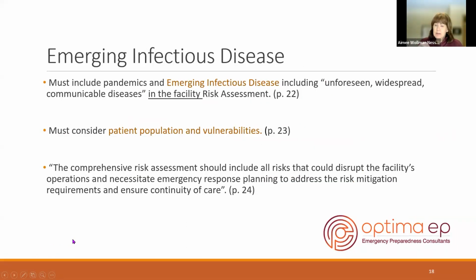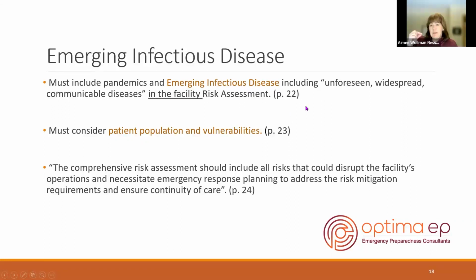Again, we're going to spend another session talking about risk assessment and hazard vulnerability analysis. So this is just giving you a taste of what is new with risk assessment in Appendix Z. And that is a direct correlation to what happened with COVID, that now in your threat assessments, you must have a line that talks about emerging infectious disease. So a lot of our templates have pandemics or endemics. You can just replace that term with emerging infectious disease. And it's including any unforeseen widespread communicable disease.